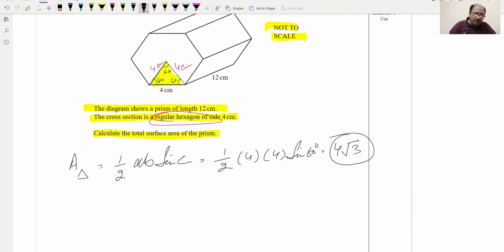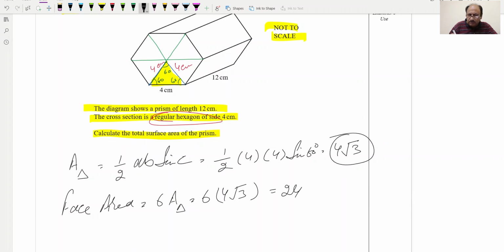This will be the area of one triangle, but how many triangles are we having? This is what we need to identify. So we can just draw how many triangles it will be having. It will be having 1 2 3 4 5 6. So face area will be equal to 6 times area of the triangle, that is 6 times 4 under root 3, which is equal to 24 under root 3. This will be face area.